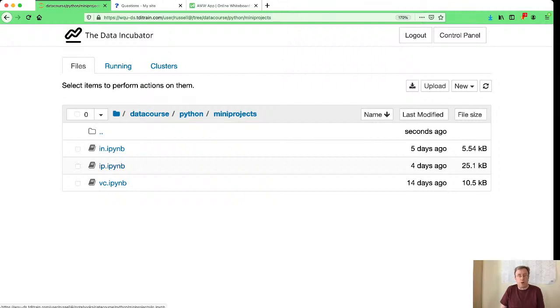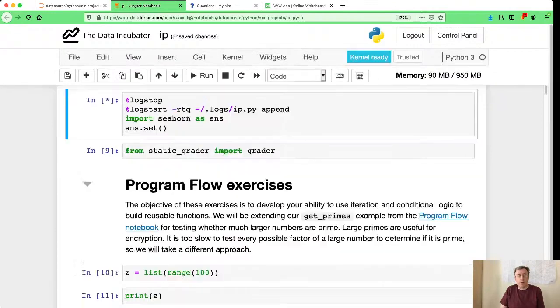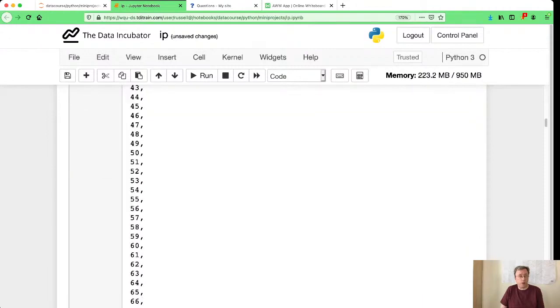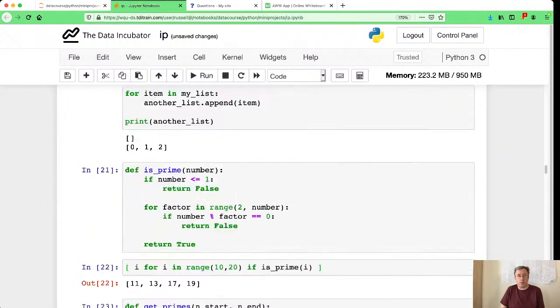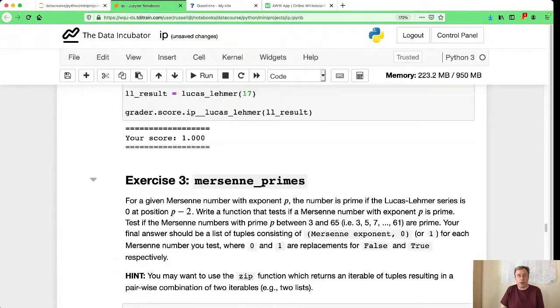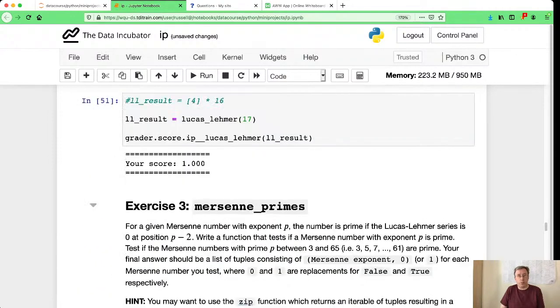Let me open up my IP mini project and run my code up to this point. So question 1, question 2, Lucas-Lehmer, question 3. I never quite got to doing my version of question 3, which we shall, I guess, need to do. Let's run everything above.